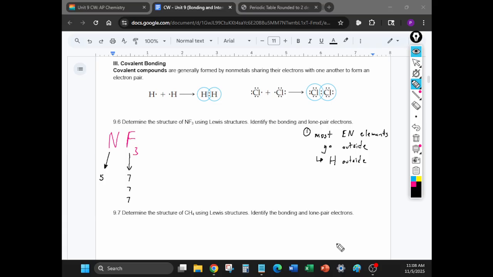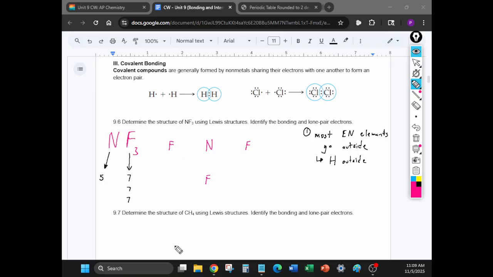Alright, so what this means is between N and F, which one's going to go on the inside? N is going to go on the inside, and F is going to surround N. So I'm going to draw N, and again, you could orient this a little bit differently, but we're going to draw F's around the N. Okay, so far so good?